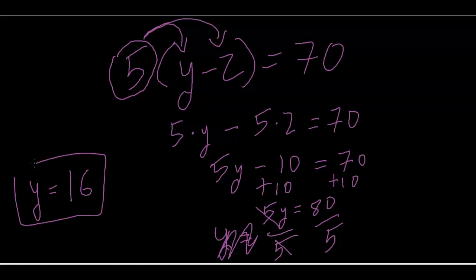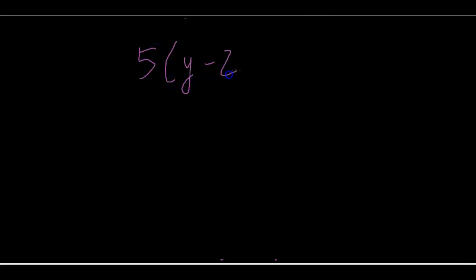Okay, let's take a look at how else we could have solved that exact same equation, okay? So let me make some room here. All right, that was 5 times y minus 2 equals 70, right? Okay, here's what else we could have done.